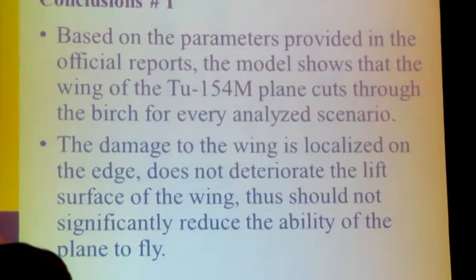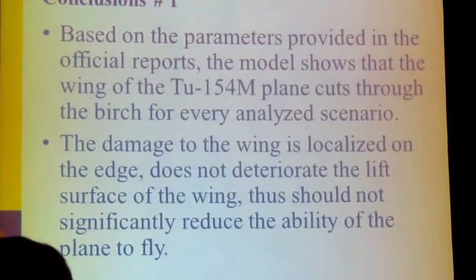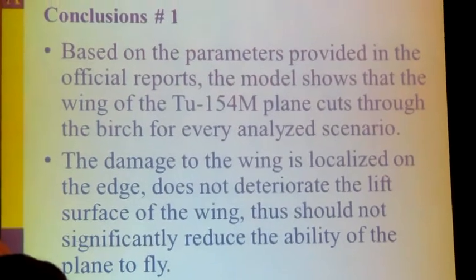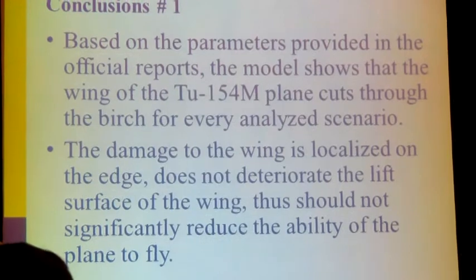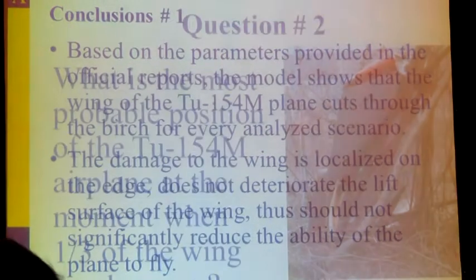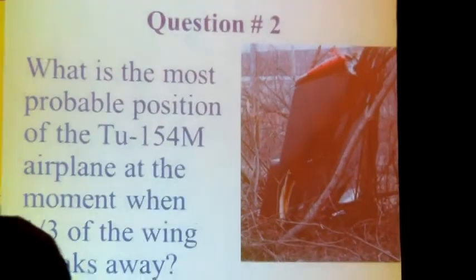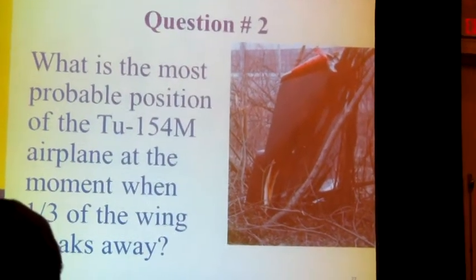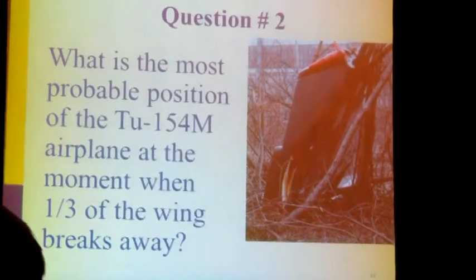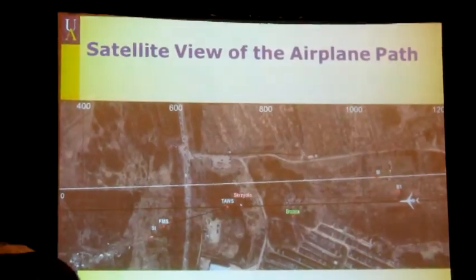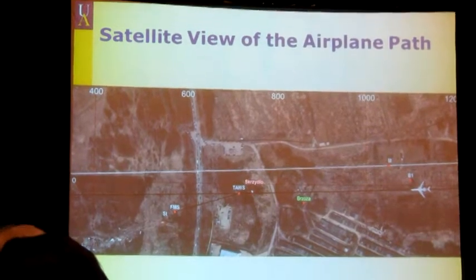So these were my conclusions: based on the parameters provided in the official report, the model shows that the wing of this plane cuts through the birch for every analysis scenario. Now, because, as I showed you, the wing was found 111 meters in front, together with another professor, Professor Brown, who is an expert in aerodynamics, we tried to model the flight of this freely separated wing to see how it is supposed to fly.